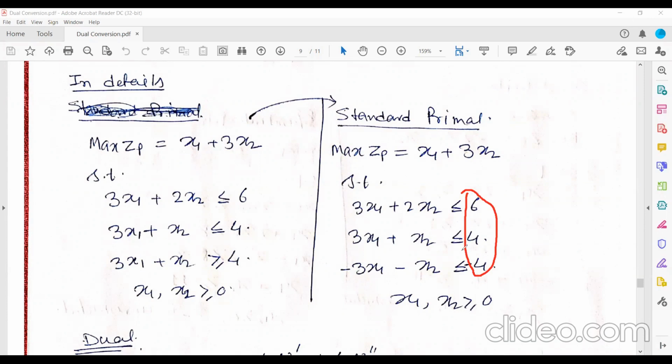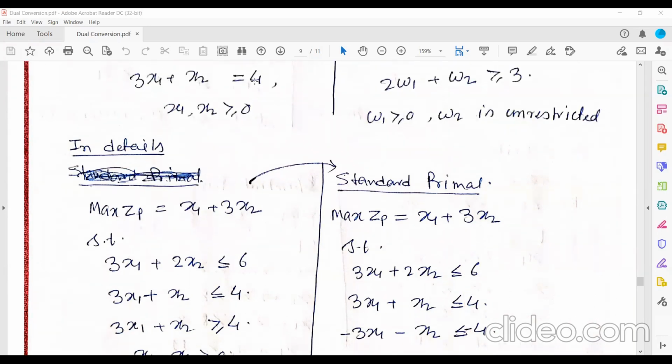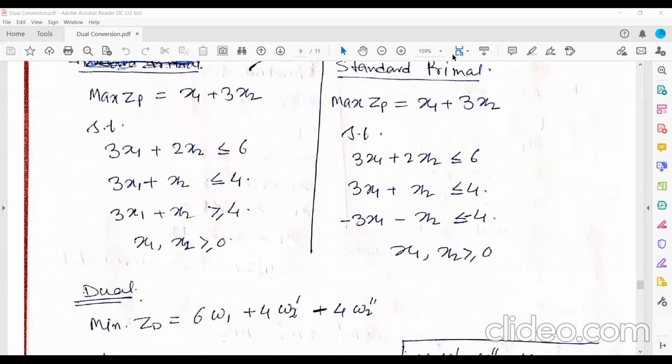Now see here, these two equations, where have you got them from? You have got them from one equation, that is 3x1 + x2 = 4. So what we'll do here, don't take them as different. For this, that will be 6W1. Then for this you write plus 4W2 dash, and then minus 4W2 double dash. You need to write like this.